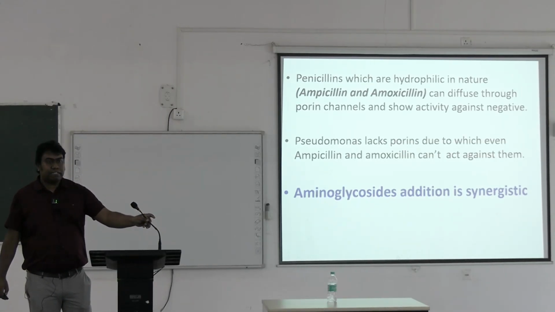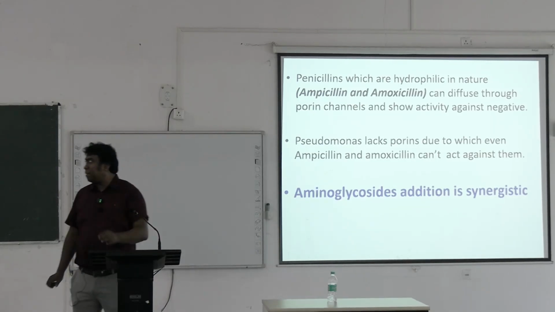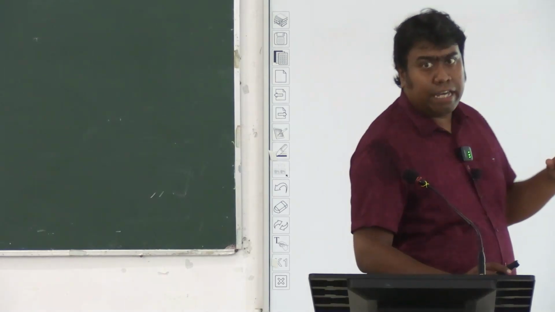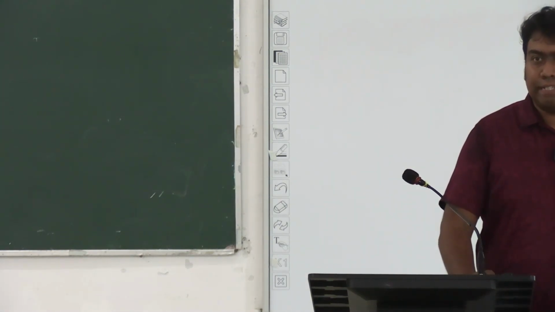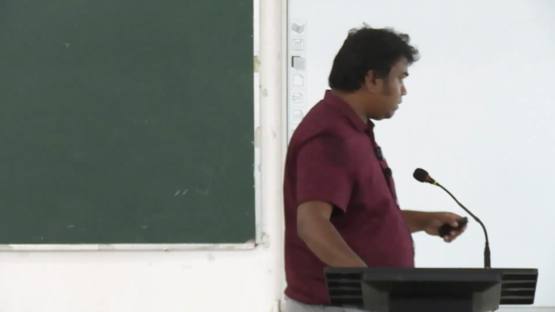The aminoglycoside mechanism of action, how do they act? আগের দিন পড়ানো হয়েছে. Protein synthesis. What are the other protein synthesis inhibitors? Tetracycline, chloramphenicol, clindamycin, or macrolide, azithromycin. This is the macrolide group of drug. These are protein synthesis inhibitors. So aminoglycoside is a protein synthesis inhibitor. They can act synergistically because they can open up these porins also. So they are helpful for this action.